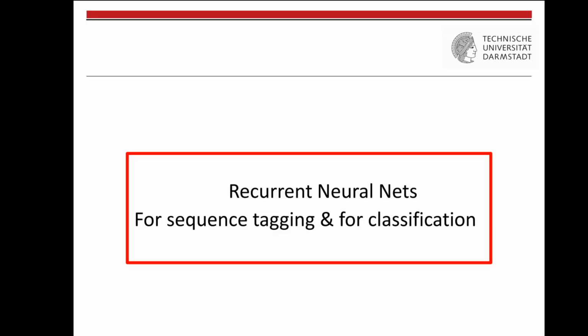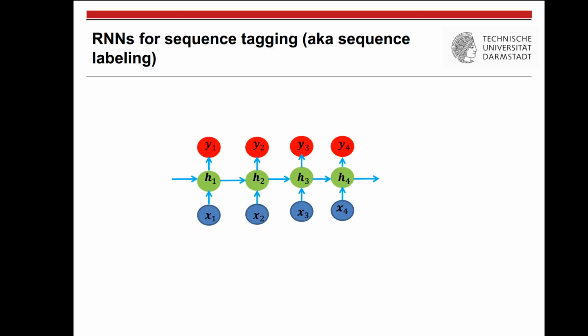Let's now talk about applications of recurrent neural networks for sequence tagging and classification tasks. So the standard application scenario of recurrent neural networks is so-called sequence tagging, also known as sequence labeling, where we have a temporal sequence, let's say a time series or a sequence of words. Then we want to classify each element of the sequence, right? So we have our inputs x1, x2, x3, x4, etc., and we want to classify each element in the sequence. That's the standard application scenario.